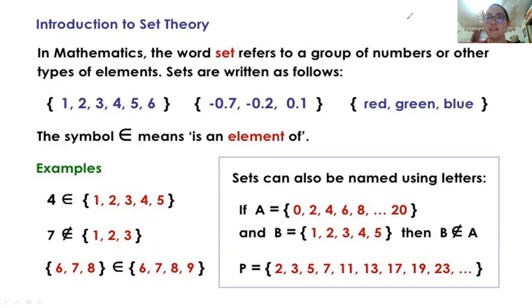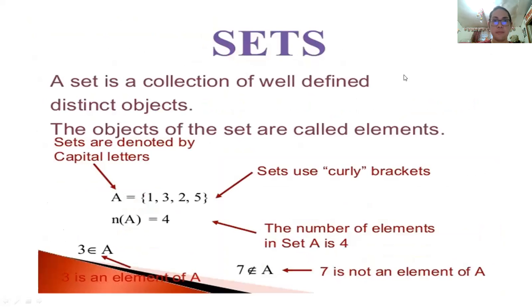Okay, so now let's proceed to the next. Let's know more about sets. A set is a collection of well-defined, distinct objects. The objects of the set are called elements. When we say distinct, it means unique. So again, what do you call the members of the set? Elements. The objects are elements in a given set.